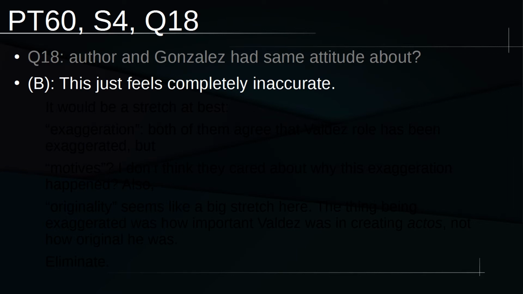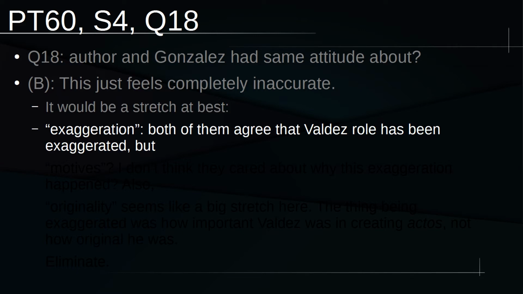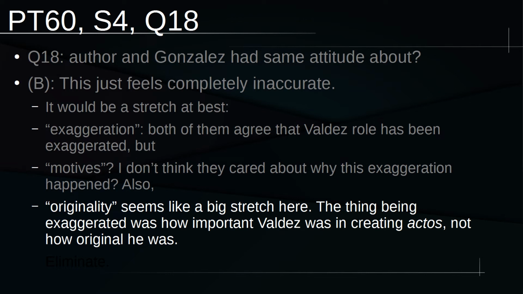Moving on to B, the motives of theater historians in exaggerating the originality of Valdez. This just feels completely inaccurate to me, right on its face. I mean, at best, it would be a pretty big stretch. When it comes to the exaggeration, I think both of them would agree that Valdez's role has been exaggerated in formulating and turning octos into what they were. But I mean, motives? I don't think they cared about why this exaggeration happened, just merely they would agree that it did happen. Also, originality seems like a big stretch here.